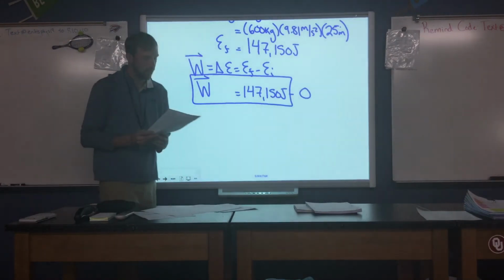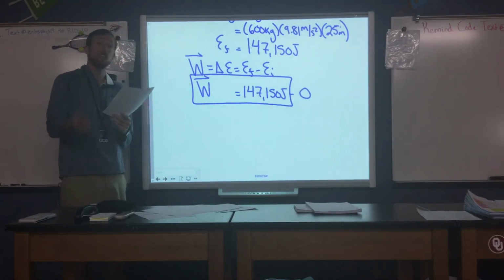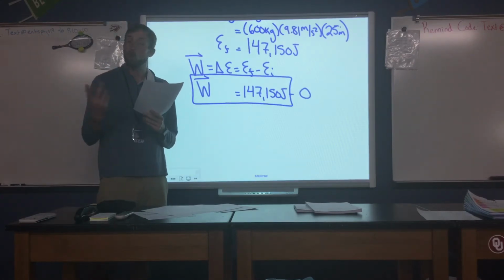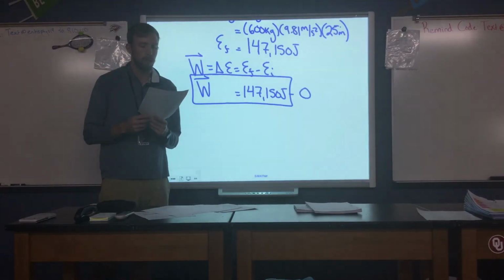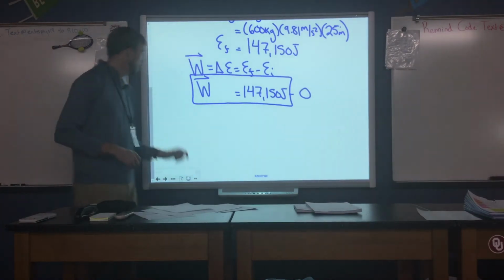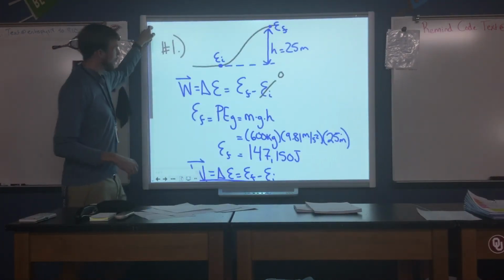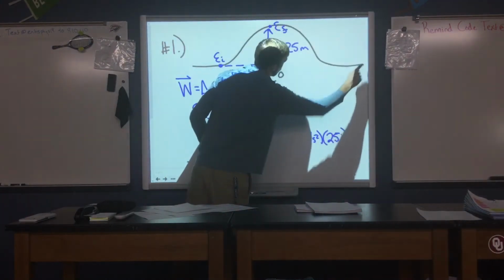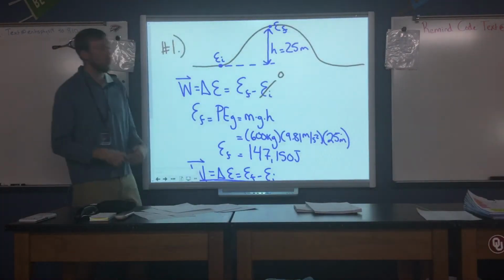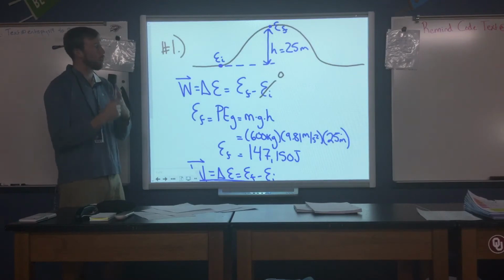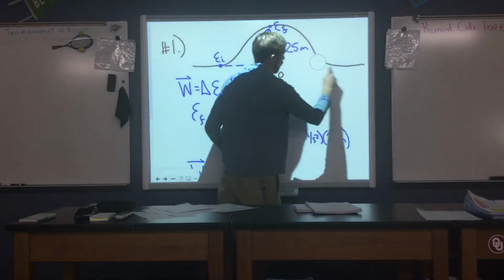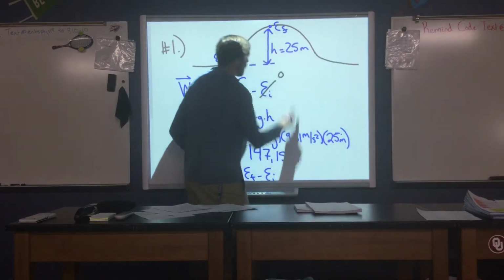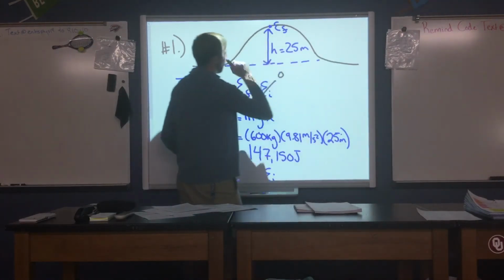Now, question number 2 says this: how fast will the car from number 1 be going when it reaches the bottom of the first hill, ignoring friction and air resistance? Assume the bottom of the hill is 25 meters below the top point. So now we're looking at what's going on once we come back down. And if we are ignoring air resistance and ignoring friction, we can probably assume that our energy is going to be conserved here because there are no forces that are going to take the energy of our object away.